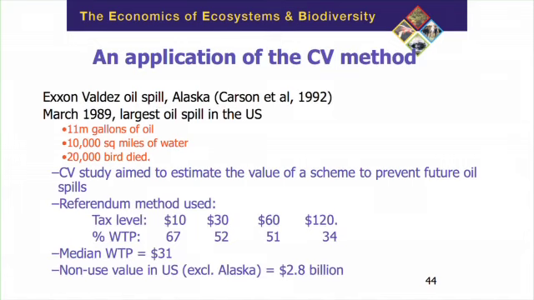So here's an example, the Exxon Valdez oil spill, which I'm sure you all know about. It was the biggest oil disaster. And they used a referendum, so they had 4 bid amounts, from $10 to $120. I can't remember exactly, but thousands of people in America undertook a survey. 67% of people said yes, I'm willing to pay $10, but 34% were willing to pay $120. And if you average it out, you get $31. So the median value is $31. You multiply it up by the population in America, and you get $2.8 billion.